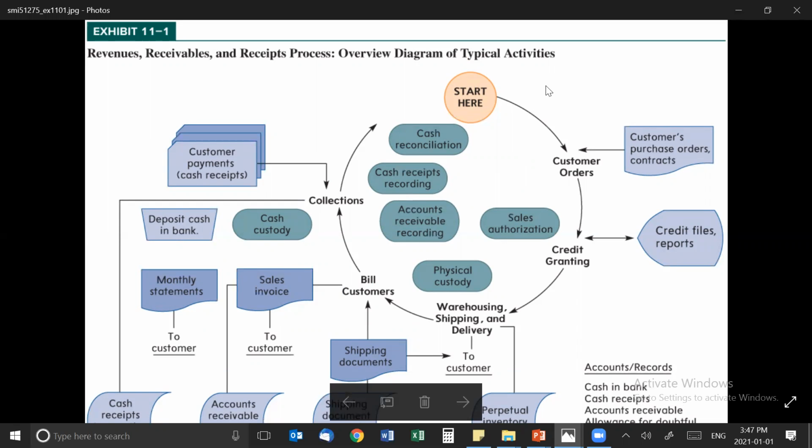It goes through the typical activities that you would do when somebody wants to buy something or a service. So for the revenue cycle, you start here, there's a customer order. The customer does a purchase order or they sign a contract. There's going to be something that they do, so either they'll fill in an order or they'll sign a contract. Then maybe there's credit granting as well, so maybe there are credit files or credit reports if it's not just a simple cash transaction. Then you would go to the warehousing, shipping, and delivery.